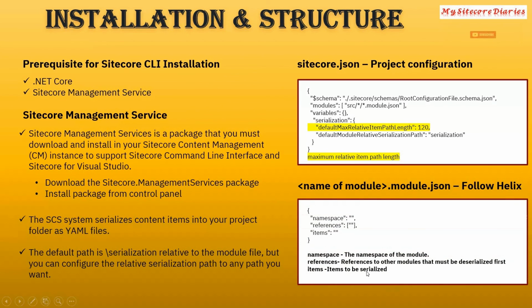Okay, here the name is the namespace of the module. Whatever model you get, it references other modules if that module is referring to another model, and items need to be serialized. So these are the two important configurations. For the certification exam, remember that Sitecore.json is used for the project configuration, and model.model.json is used for the module configuration.